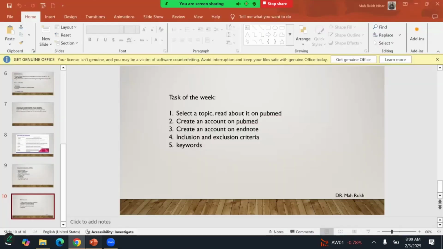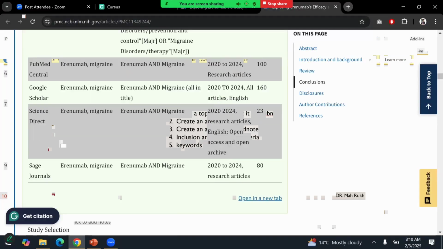So we talked about different types of articles, what a systematic review is, how to choose a topic, and your task of the week. Select a topic, read on it, find your keywords, and inclusion and exclusion criteria. So PubMed and EndNote, let me tell you how to make an account.